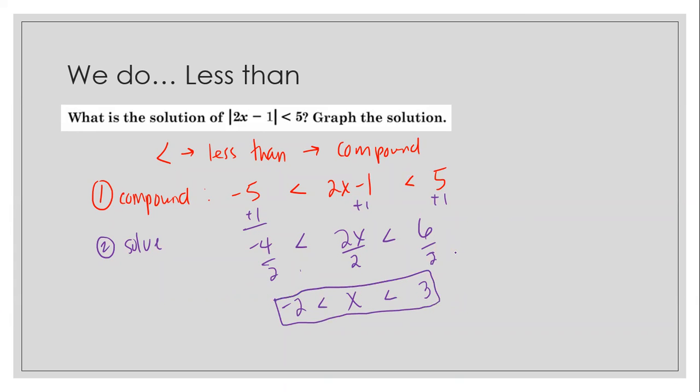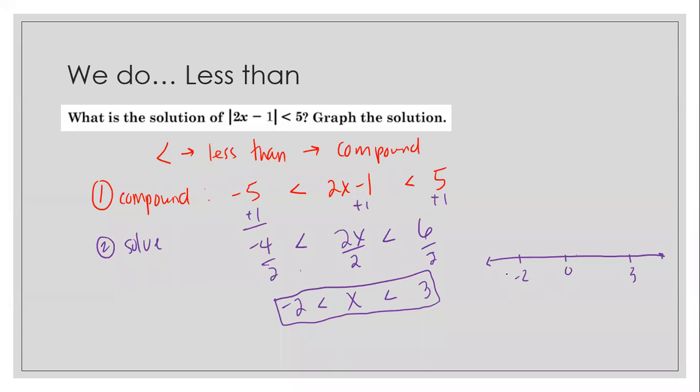Again, it's 2 separate equations, but I solve them as one compound solution. So then I'm going to create the graph. On the graph, I know that I'm between -2 and +3. I'm going to put 0 in here somewhere.